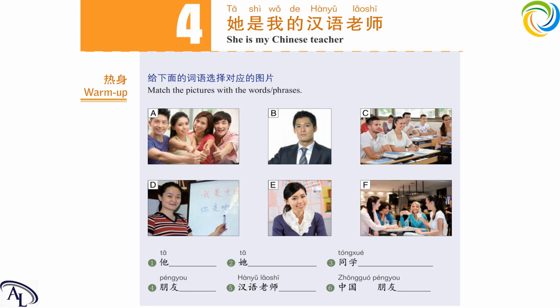Okay, next one is 朋友, 朋友. The second character, you, is a neutral tone, so we should read it soft and quick. Okay, read after me, please. 朋友. It means friend. Next one is 汉语老师. 汉语老师. It means Chinese teacher. Now read after me. 汉语老师.